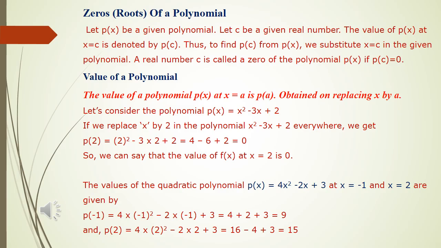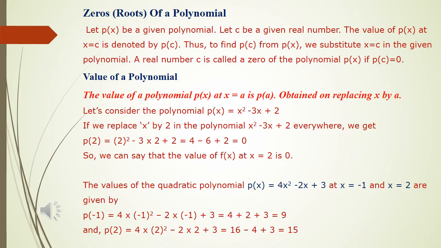Zeros of a polynomial. Let p of x be a given polynomial. Suppose a real number c is given, then the value of p of x at x equal to c is denoted by p of c. It means that the variable of the polynomial is replaced by the given real number. Now it is considered as p of c instead of p of x.